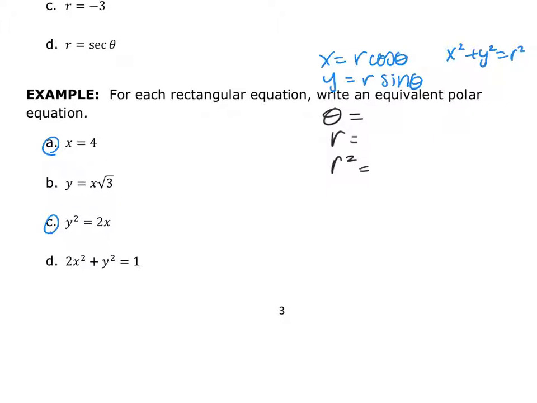So maybe you've already started the homework, which is cool. On A, I'm going to replace x with r cosine theta. So r cosine theta is equal to 4. And I want it to be r equals, and so all I have to do is divide both sides by cosine theta, and I'm done.